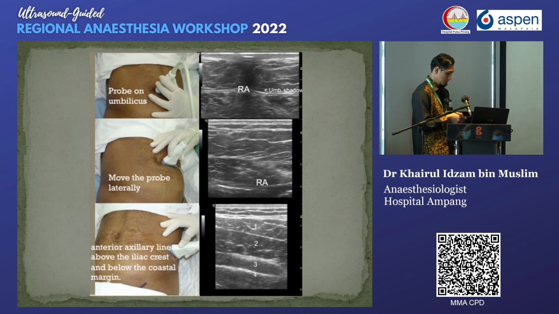So first, how to perform classical TAP. First, we put the probe on the umbilicus. Then we move the probe laterally. Here we can identify the rectus abdominis. Then we slide more laterally at the anterior axillary line, above the iliac crest and below the costal margin. At this level, we can identify the three abdominal muscles: external oblique, internal oblique, and transversus abdominis. This is the peritoneal cavity.